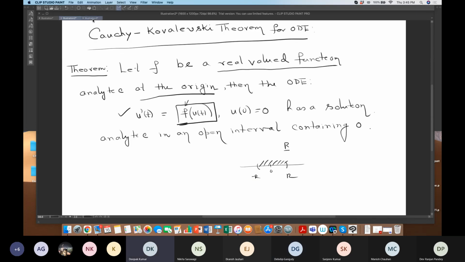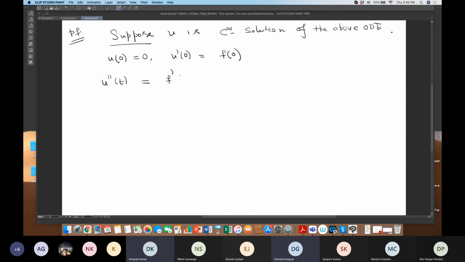u double prime t is f prime of u(t), into u prime t. Very good. And so I can write what is u prime t. Again, I can use this equation. So this is f prime of u(t) into f of u(t). Yes, I just use the equation that u prime t equals f of u(t) and u(0) equal to 0. That's it. So u double prime at 0 is f prime at 0 and f at 0.